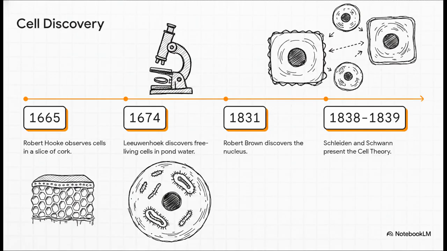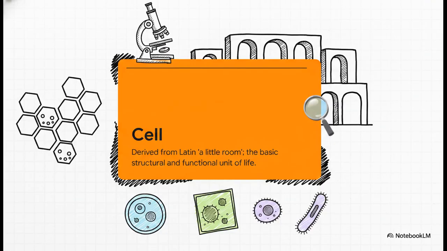Fascinating, right? Fast forward a bit to 1674, and Leeuwenhoek actually discovers free living cells swimming around in pond water. By 1831, Robert Brown locates the nucleus, and by the late 1830s, Schleiden and Schwann present the famous cell theory. This was a massive game changer, suggesting that absolutely all plants and animals are built from these exact same foundational units.